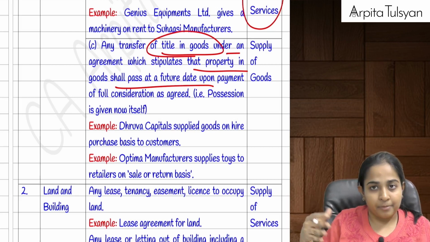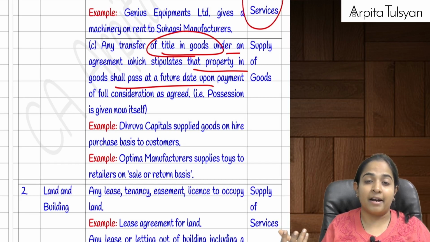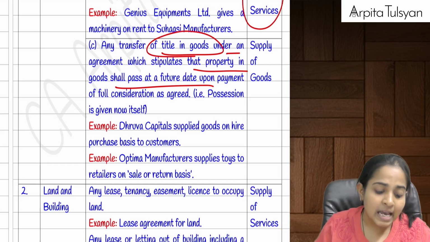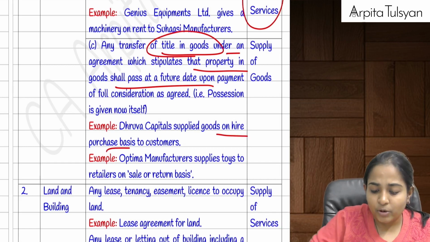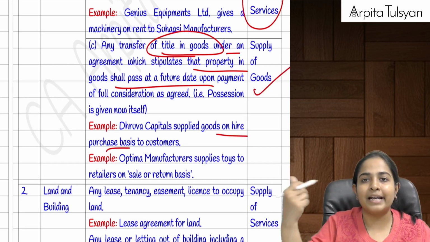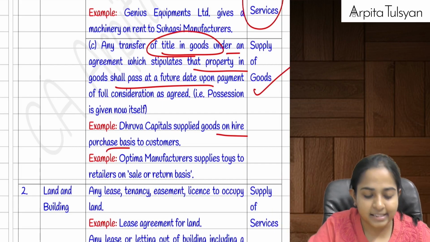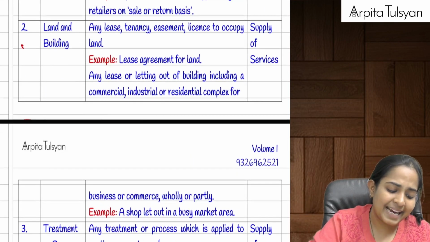Where the title in the property passes at the time when the final installment is paid, then too it will be considered as hire purchase, and it will be considered as supply of goods, because ultimately it is not like renting, it is just like sale.